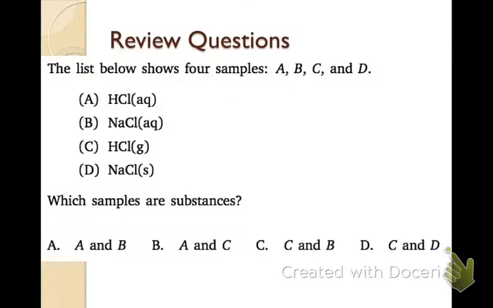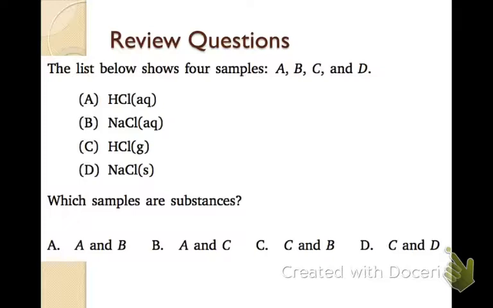For the next question, the list below shows 4 samples, A, B, C, and D. Which samples are substances? So again, these are talking about the pure substances. On our flowchart, this is the left-hand side. It's dealing with elements and compounds. So we want to make sure we find something that's not going to be a mixture.